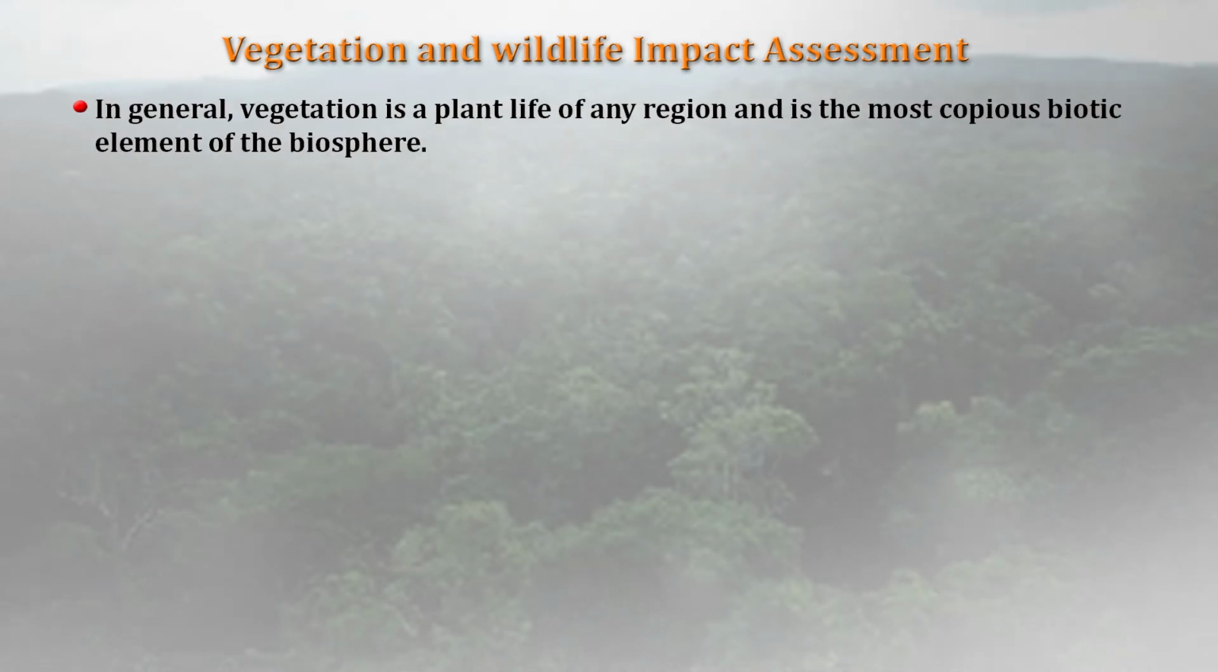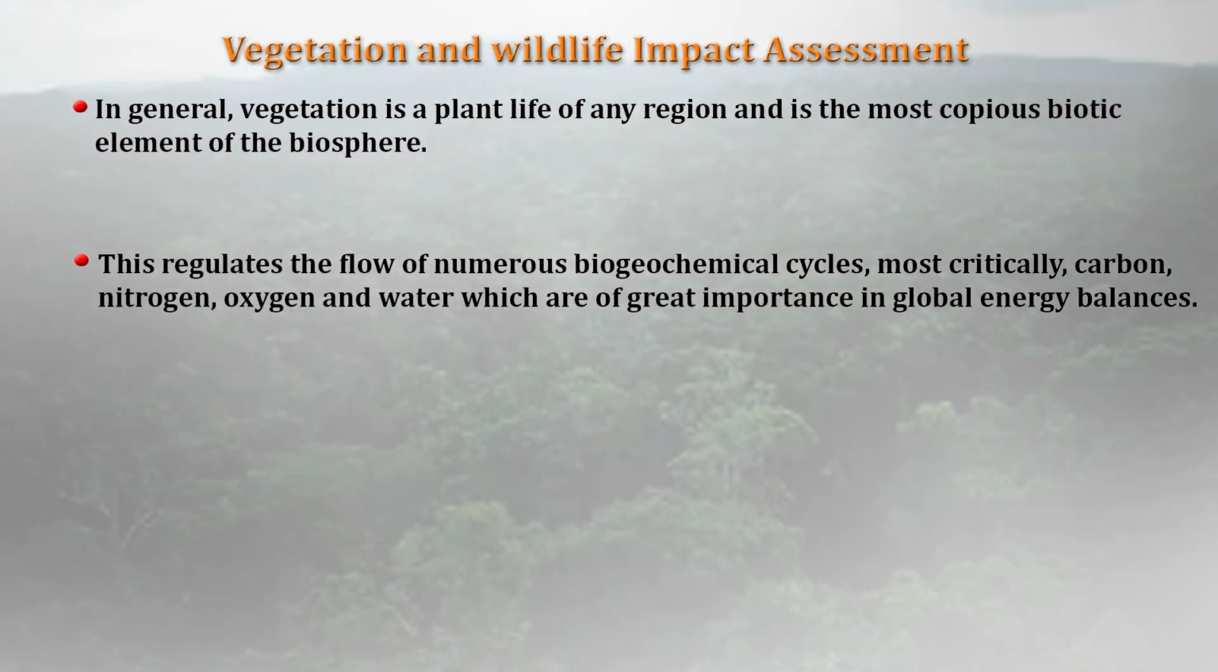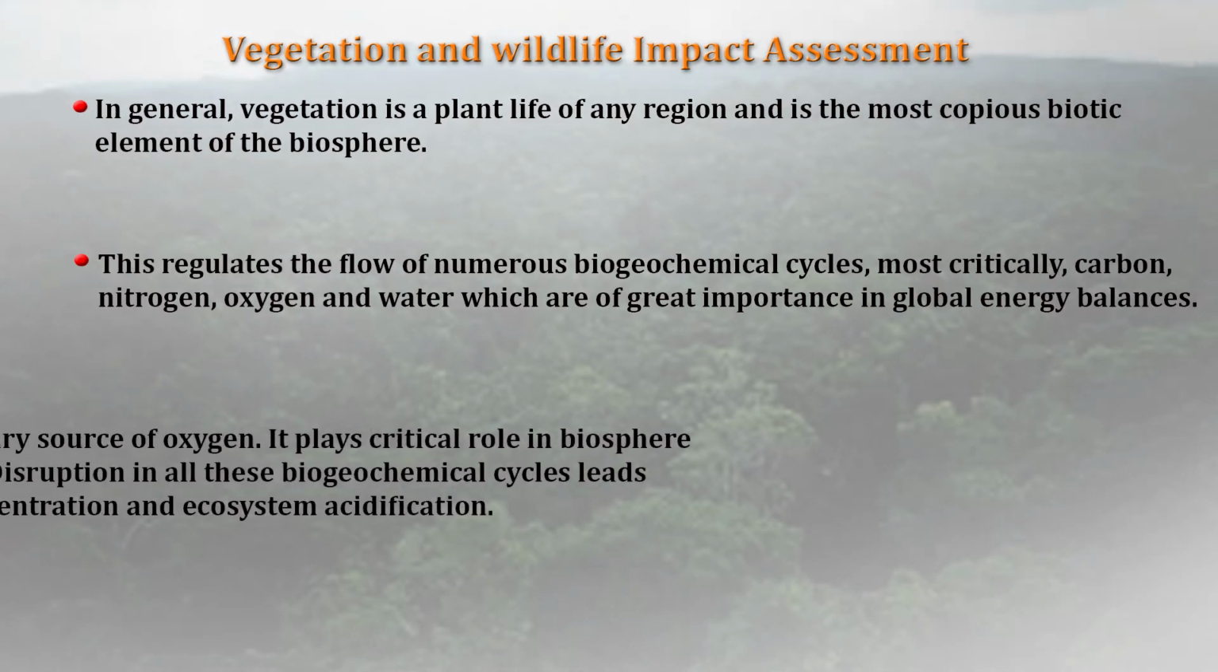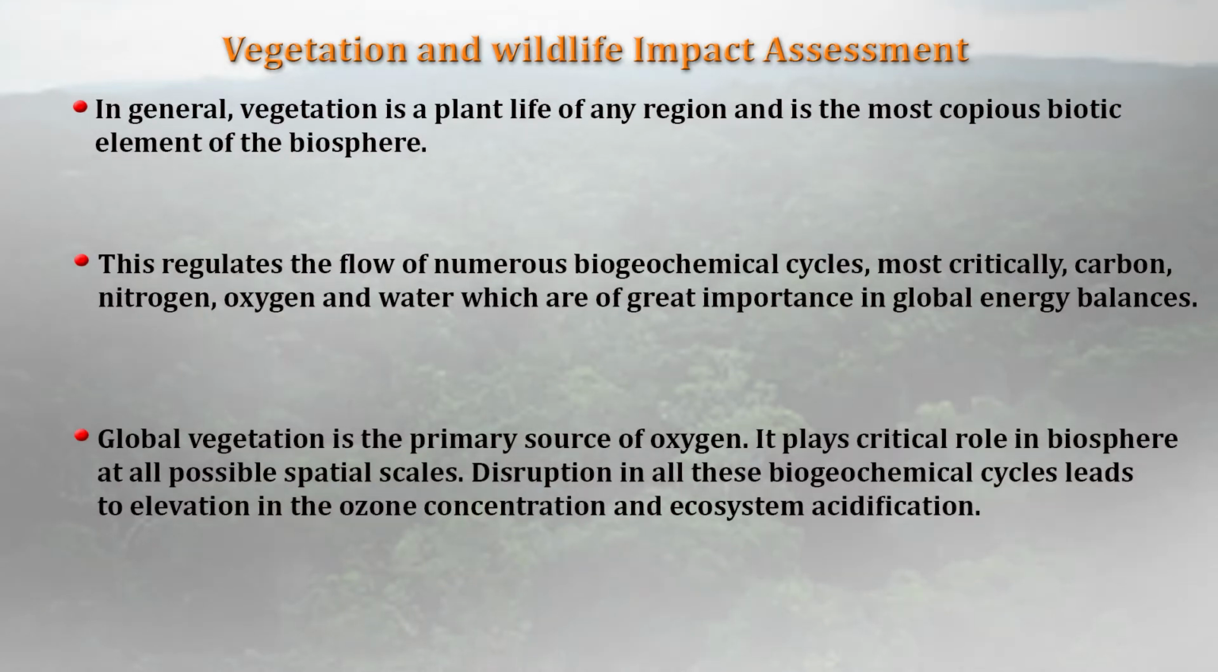In general, vegetation is the plant life of any region, and it is the most copious biotic element of the biosphere. Without vegetation we cannot survive. It regulates the flow of the biogeochemical cycles, most critically the water cycle, the hydrological cycle, the carbon, nitrogen, oxygen cycles, then the phosphorus and sulfur cycles, and it is very important in the global energy balances. Global vegetation is a primary source of oxygen.